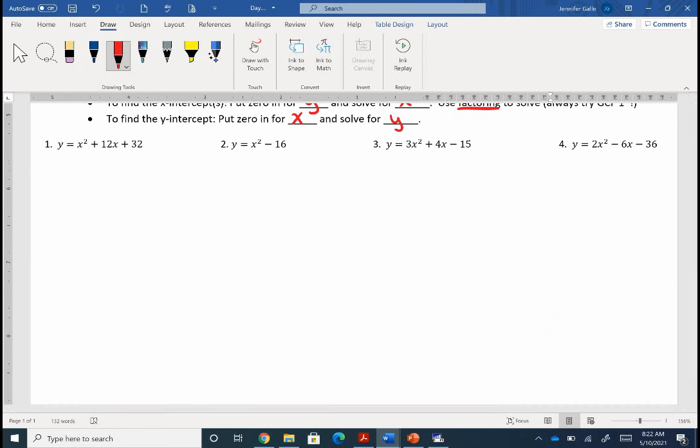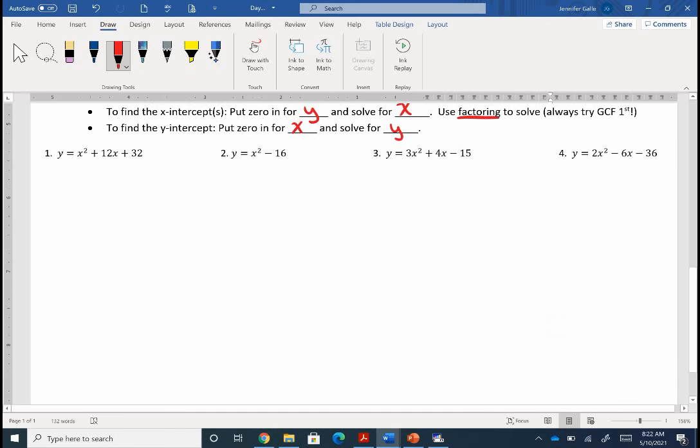All right, so if we look at our very first one, I want to start by finding x-intercepts. In order to do that, our note says put 0 in for y and solve for x. And we have a little hint there. It says use factoring to solve. All right, so I'm going to start by putting 0 in for y. Let's start there.